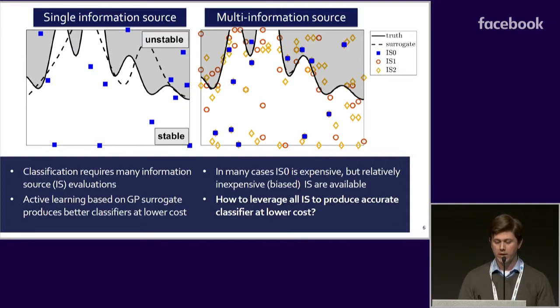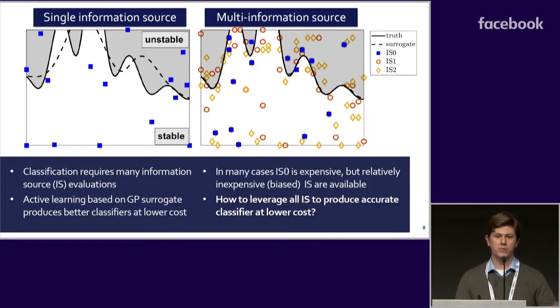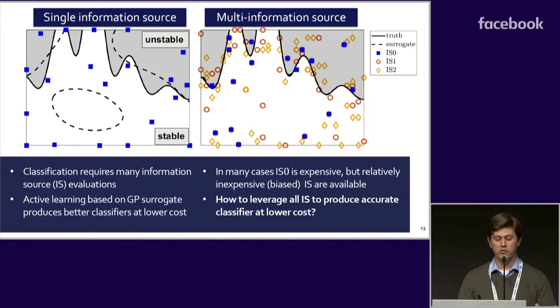And as we progress the evaluations, what we see is that the multi-information source algorithm is basically using the cheap information sources to explore the domain in an intelligent fashion, and just using a limited number of IS0 evaluations to pinpoint the accuracy of the estimate. Whereas the single information source algorithm doesn't have a choice. It has to do some sort of exploration of the domain using only expensive IS0 evaluations. So eventually we'll get there, but it will take a much longer time to have a good estimate.